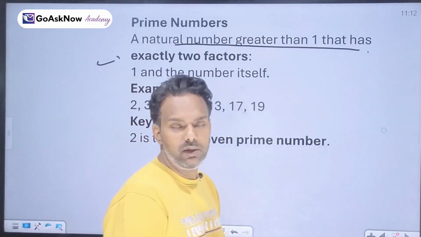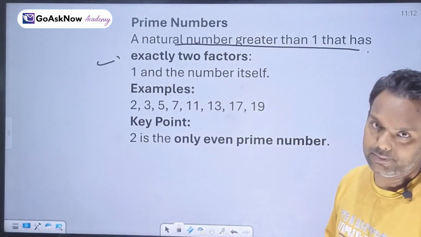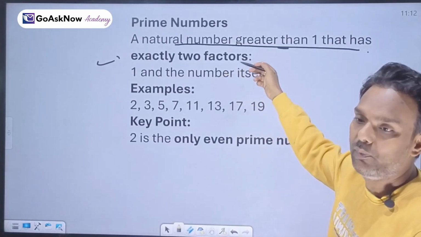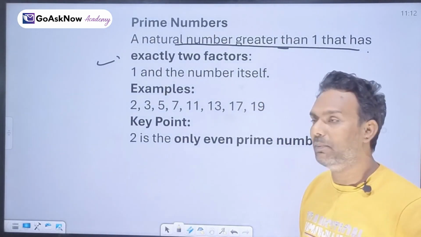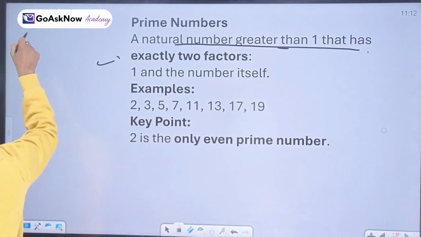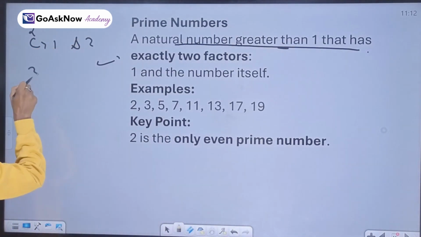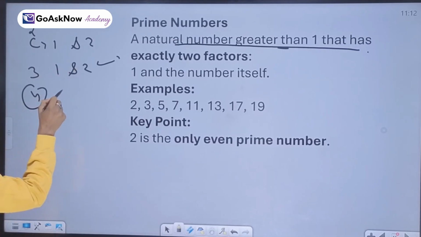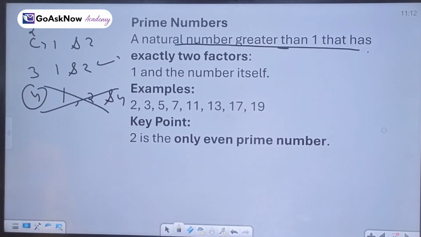So before we move ahead, we will now study what prime numbers are. A prime number is a natural number greater than 1 that has exactly 2 factors, meaning there are only 2 numbers that can divide that natural number. For example, 2 is divisible by 1 and 2. 3 is divisible by 1 and 3. 4 is divisible by 1, 2 and 4. So this is not a prime number.